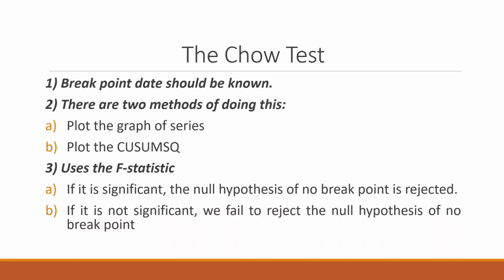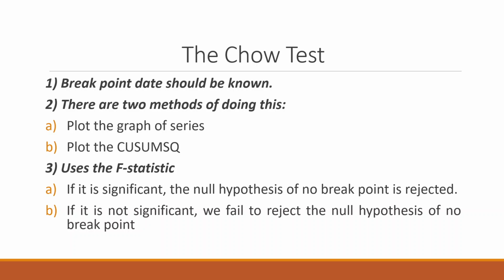We can carry out the Chow test. First, the basic thing is the breakpoint date should be known. Then there are two methods of doing this. Plot the graph of the series, plot the CUSUM SQ, and you'll be able to see where there is a change in the mean. Then carry out the F statistics. If it is significant, the null hypothesis of this test, that there is no breakpoint, is rejected. If it is not significant, we fail to reject the null hypothesis of no breakpoint.